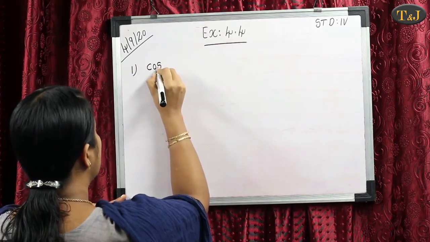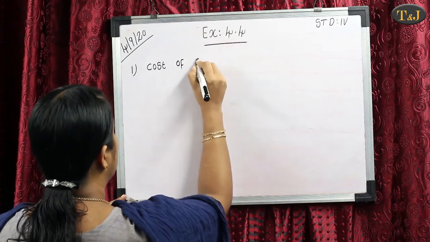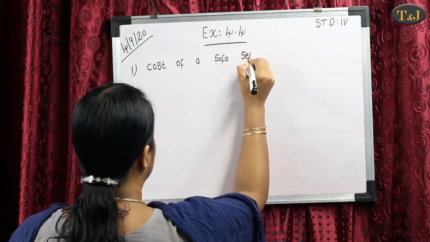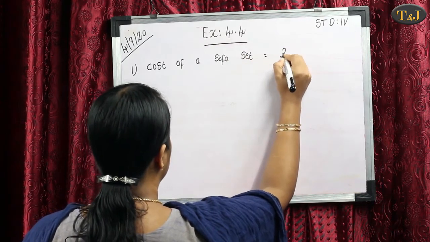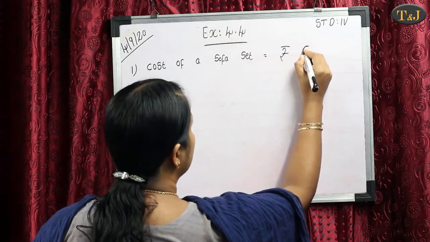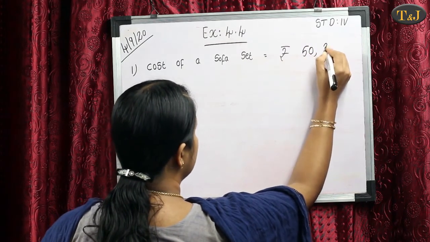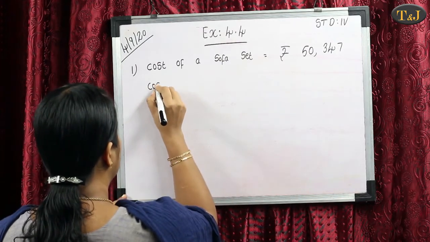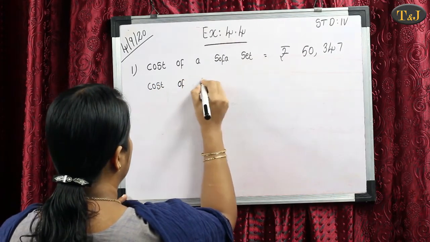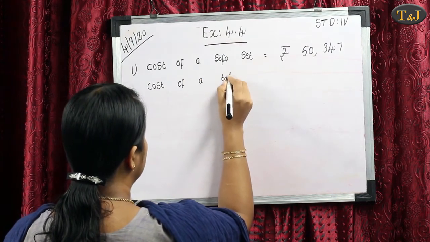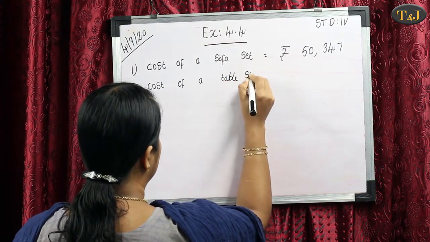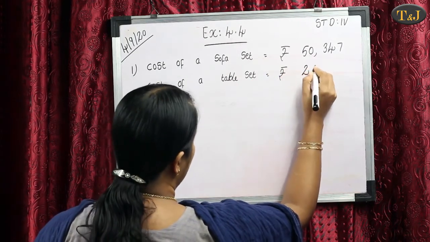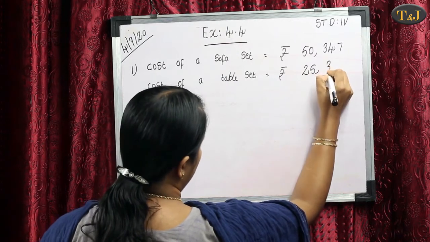Then the cost of a sofa set equals rupees 50,347. First we write the bigger number. Next we write the cost of a table set. Cost of a table set equals rupees 25,320.